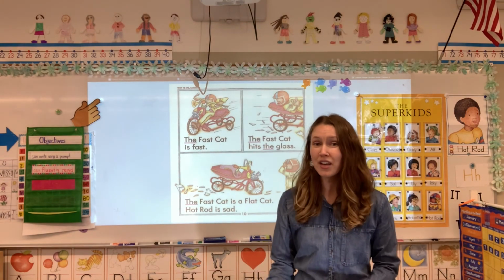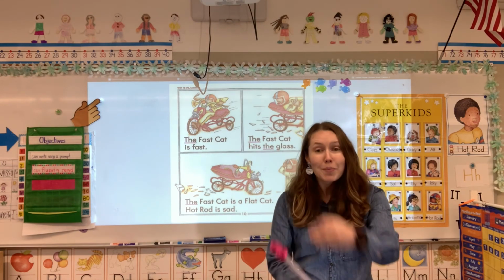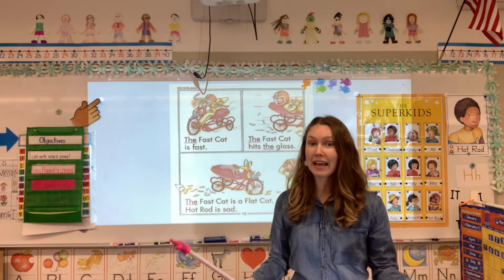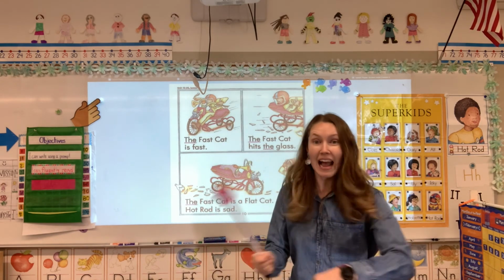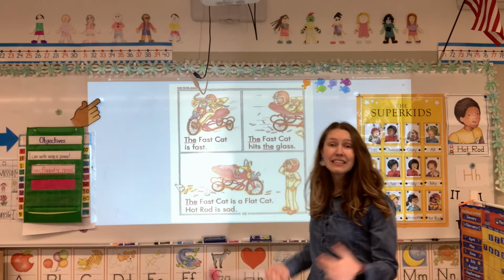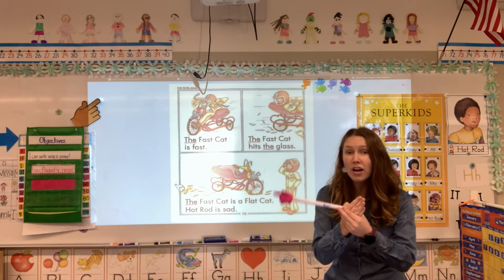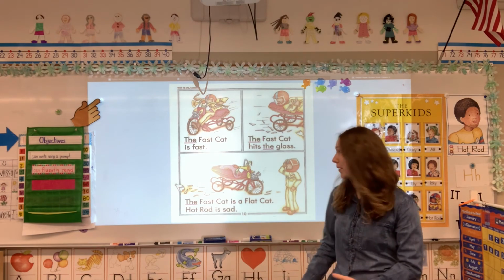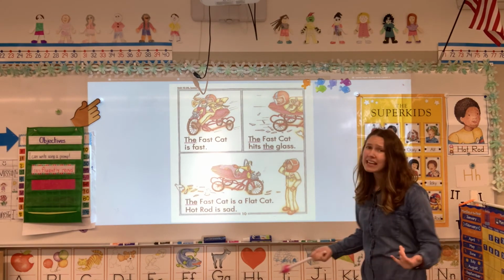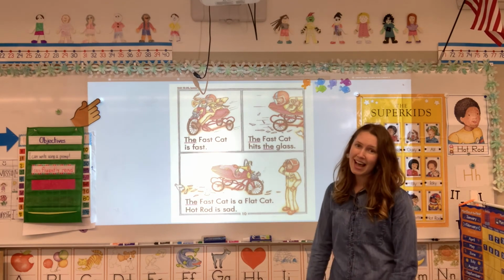Remember, we learned about tires yesterday in our story Wheels. Tires are the rubber part around the wheel that is filled with air so that it's not a bumpy ride. And now, Hot Rod's tire is deflated. All of the air came out of it after the glass punctured, made a hole in the rubber. So now Hot Rod can't go fast anymore. So he is feeling sad.